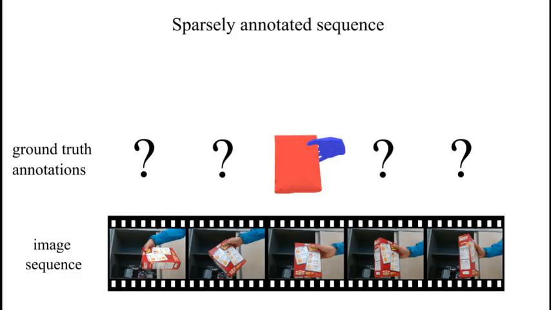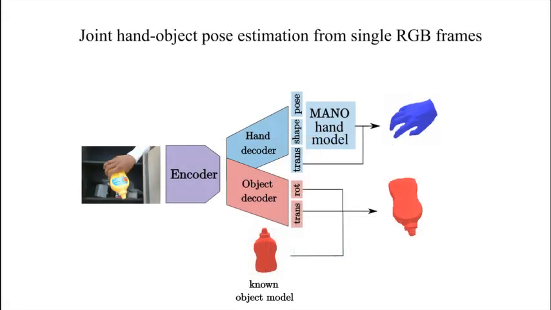Our goal is to leverage visual similarities across neighboring frames to provide additional guidance for hand-object reconstruction. We introduce a lightweight model for joint hand-object pose estimation and demonstrate its state-of-the-art performance on two recent manipulation datasets. Our model relies on known object meshes and a parametric hand model. It allows us to recover the final meshes in a single, fully differentiable forward pass given the input image.